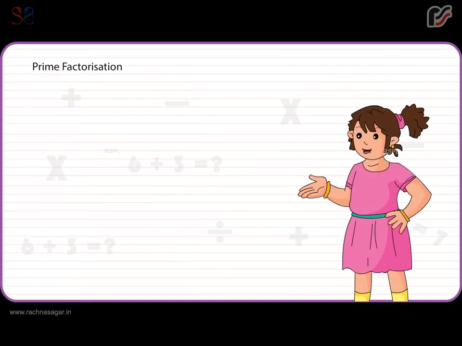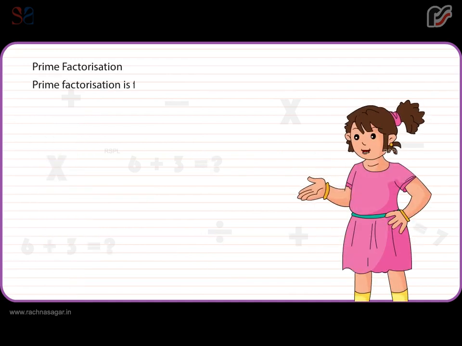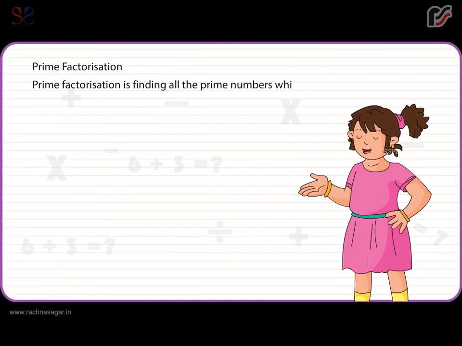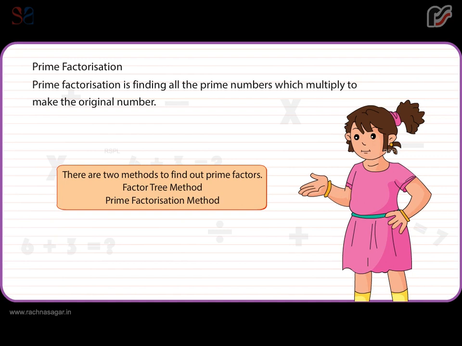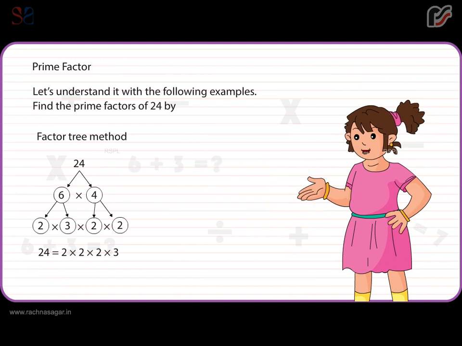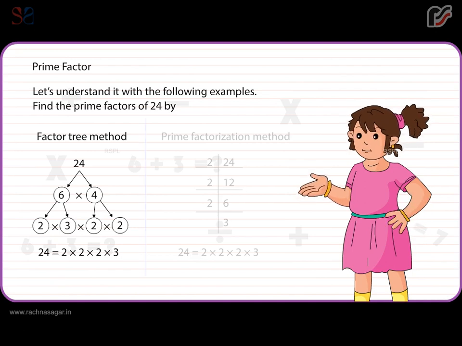Prime factorization. Prime factorization is finding all the prime numbers which multiply to make the original number. There are two methods to find out prime factors: factor tree method and prime factorization method. Let's understand it with the following examples. Find the prime factors of 24 by factor tree method. Hence, 24 is equal to 2 into 2 into 2 into 3.